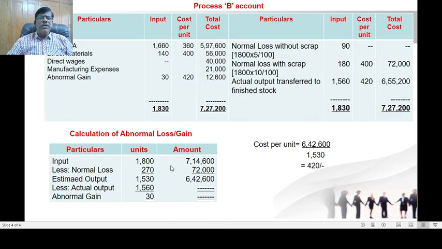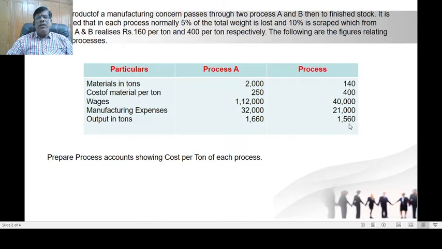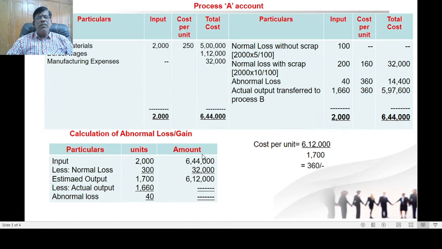That is 90 plus 180, you will get 270 units. Then the normal loss value is 72,000. You deduct 72,000 from this figure and the input units. Then you will get estimated output, that is 1,530. It is the estimated output in units, and 6,42,600 is the estimated cost of production. Then the actual output, 1,560, is given in the problem.